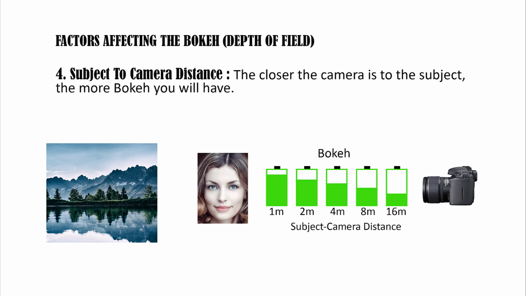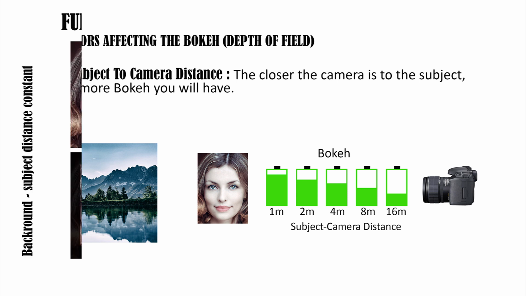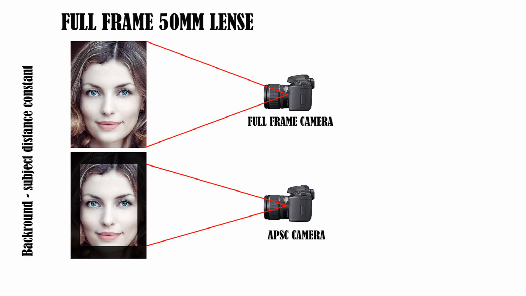Factor number 4, subject to camera distance. The closer the camera is to the subject, the more bokeh you will have. Okay, now let's imagine we use the same full frame 50mm lens on both full frame and APS-C camera bodies, and the subject to background distance is constant.